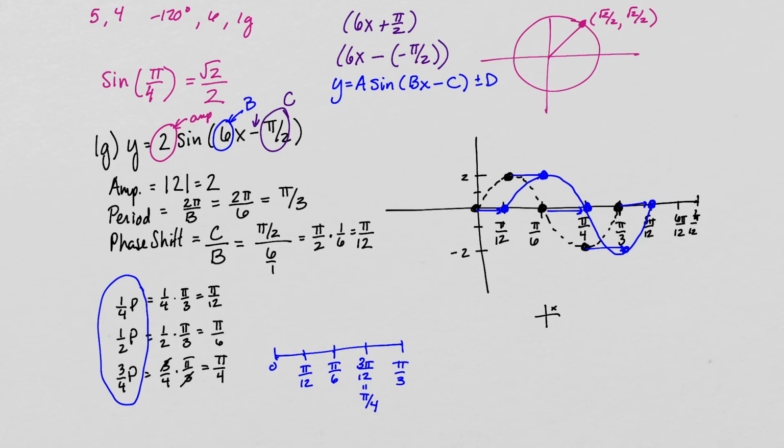So this first point here, I would type in pi over 12 comma 0. This point here, pi over 6 comma 2. This one, pi over 4 comma 0, right? This one, pi over 3 comma negative 2, and this one here, 5 pi over 12 comma 0. So if you typed in those 5 points and then hit the graph button on Alex, it should make this curve for you. Does that help? Is that what you're asking?